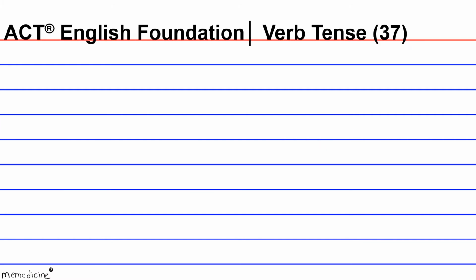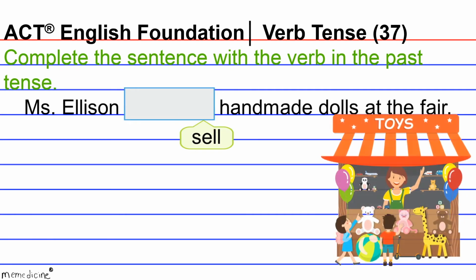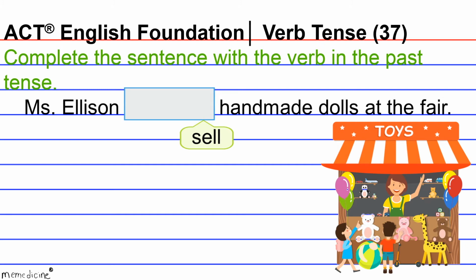ACT English Foundation, verb tense, question 37. Complete the sentence with the verb in the past tense. Miss Ellison blank handmade dolls at the fair. Here's what I need you to understand.